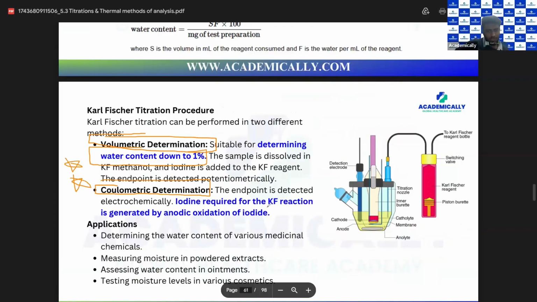What is the source of iodine? Oxidation of iodide gives you iodine. Simple. In Karl Fischer, these are the only points you need to remember. If you want to know how you perform Karl Fischer, what a piston burette is, what a nozzle is, sorry, you don't have time right now. You need to focus only upon these important points. If you want to study in detail later on, we can discuss it, of course. But right now, you just need to focus upon the points that have been marked. They are of utmost importance.